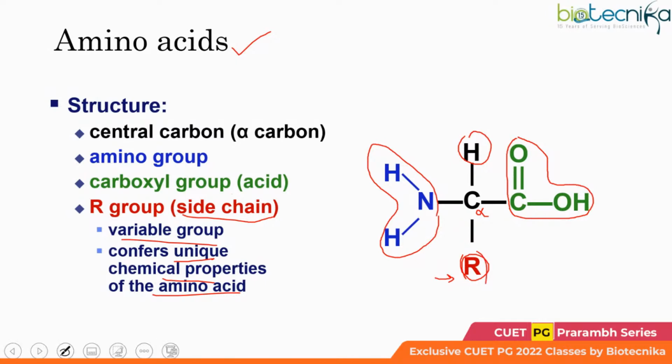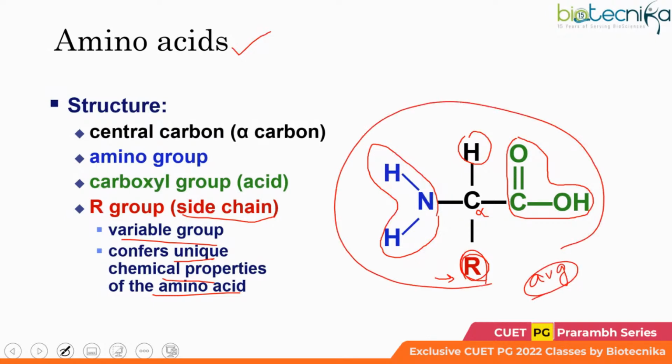Some R groups are very big, some R groups are very small. That's why we will take an average molecular weight for the overall amino acid, because the rest is the same. It's just that the R group molecular weight will be different. So just remember, the average molecular weight of an amino acid is somewhere around 120 to 128 Dalton. But this is for an individual amino acid. When we take it in a protein, then it is different.